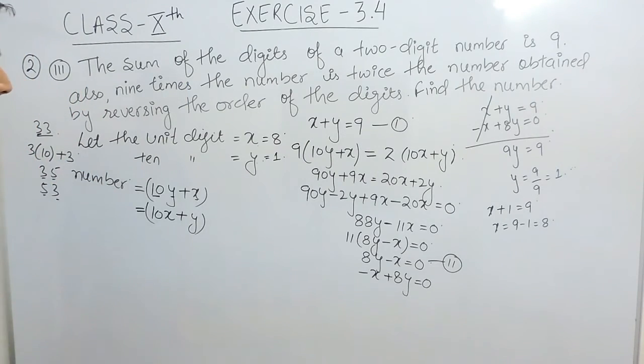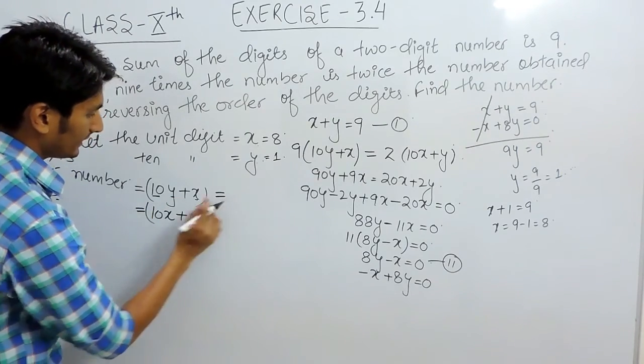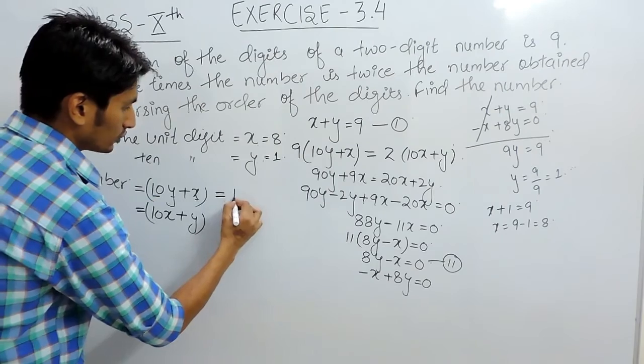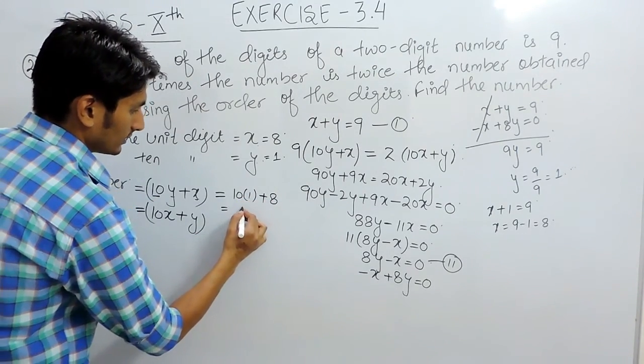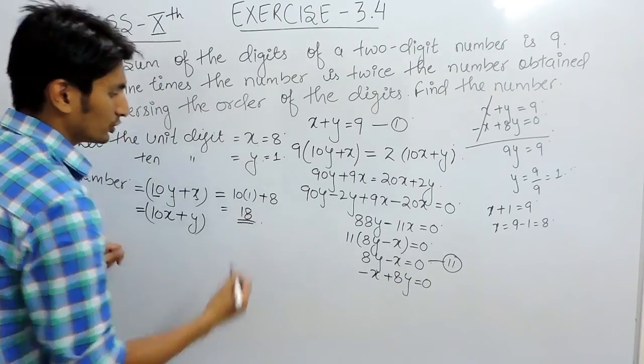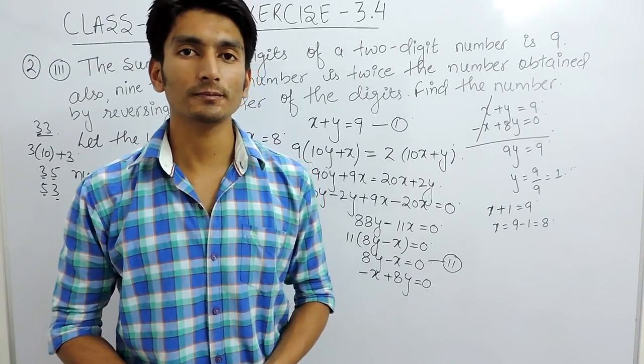Now we know the unit digit and the tens digit. Now if you want to form the number, substitute the values. So the value of y is 1, so 10 multiplied by 1 plus 8. So this is 18. So our number should be 18. So this is how you can solve this particular question. Thank you.